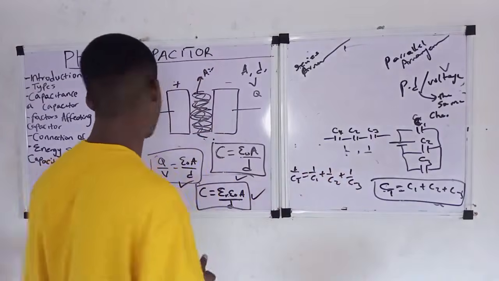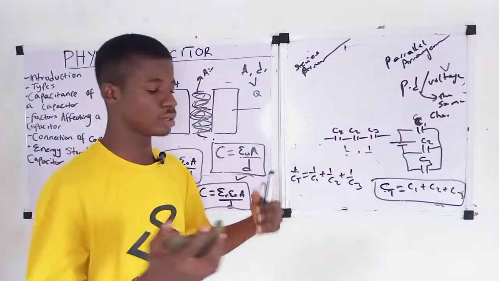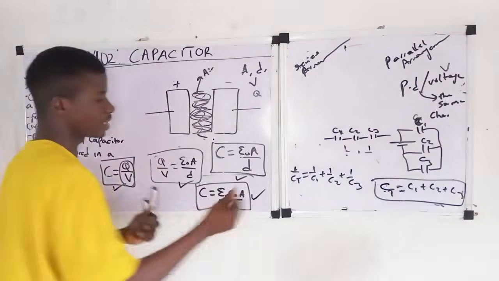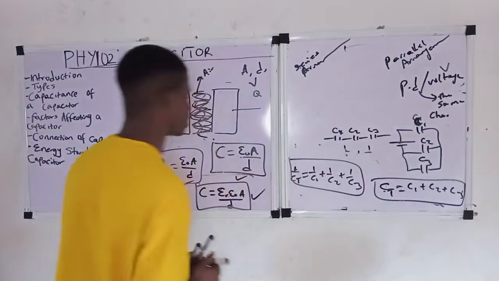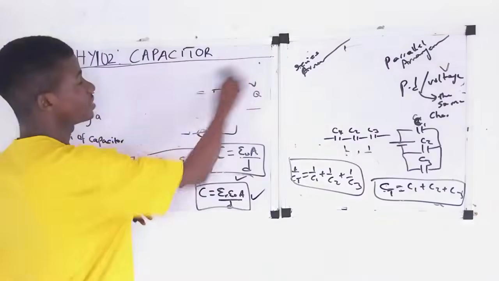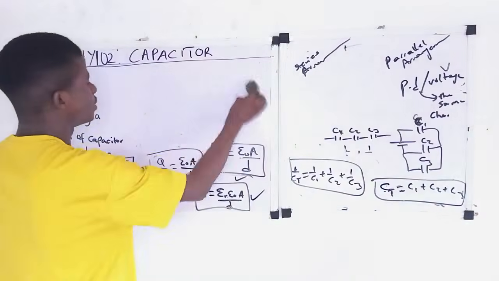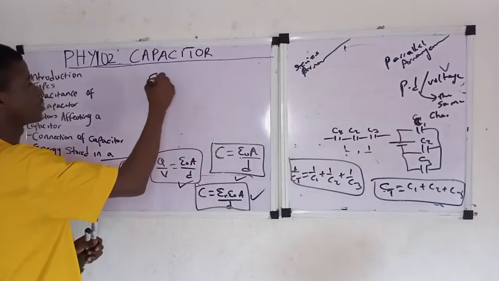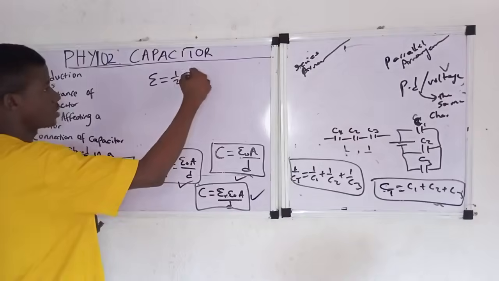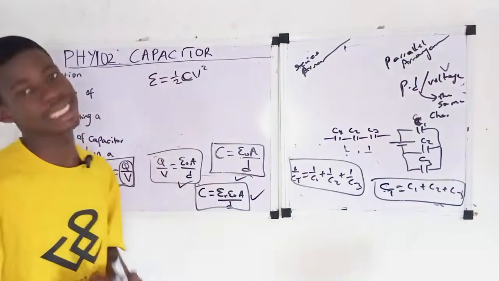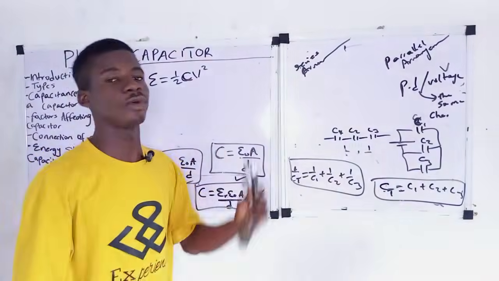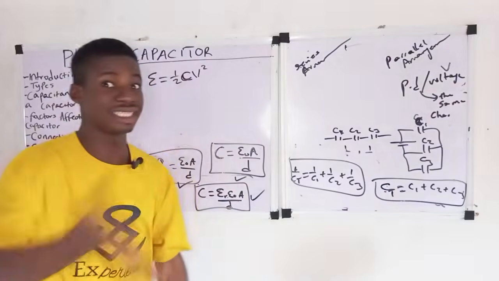Then the last part, energy stored in the capacitor. Remember, this one is for series, and this one is for parallel. Now the energy stored in the capacitor is very easy. The energy stored in the capacitor is equal to half CV square. So just know this one. If you know this one, you can derive the rest.